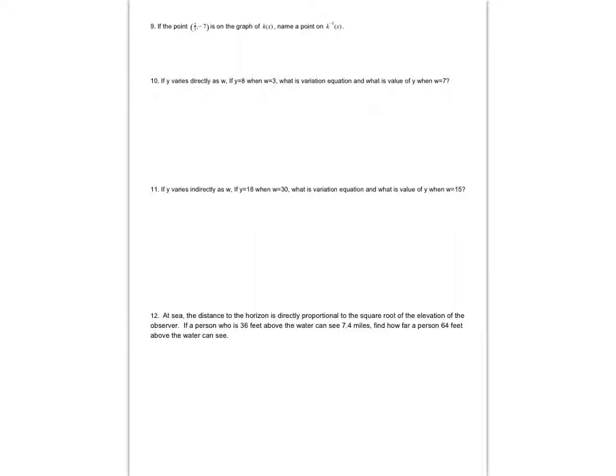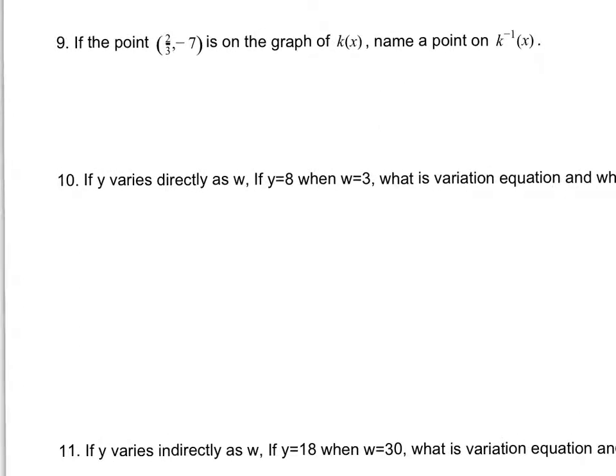Okay, so number 9 says, if the point 2/3, negative 7 is on the graph of k of x, name a point that's on k inverse. Well, this is actually pretty simple, because we can just say that if they are inverses, then remember, if x, y is on the graph, or on the function, then the point y, x is on the inverse. So all we simply have to say is we know negative 7, 2/3 is on the inverse. And recall, this is all because they are symmetric to the line y equals x, and so if they're symmetric to that line, they have to be on the inverse.